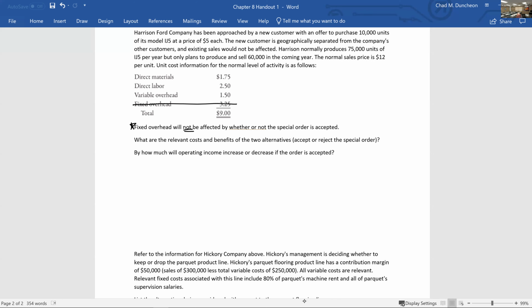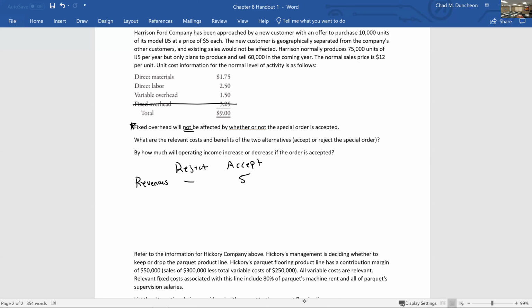So here's what we want to do. We've got two choices here. We can reject this offer or we can accept. We're going to have some relevant costs and benefits. We're going to have revenues, right? Because if we accept the offer, we're going to make some money here. And since everything is given to us on a per unit level, I'm just going to do it on a per unit level. If we accept it, we would have a $5 per unit revenue.